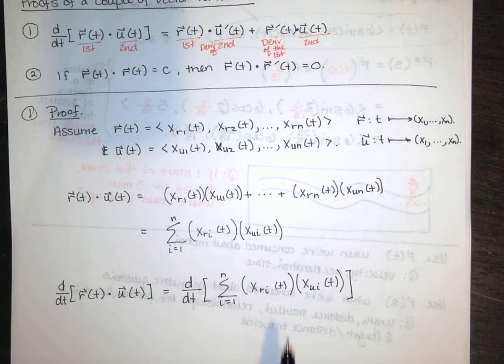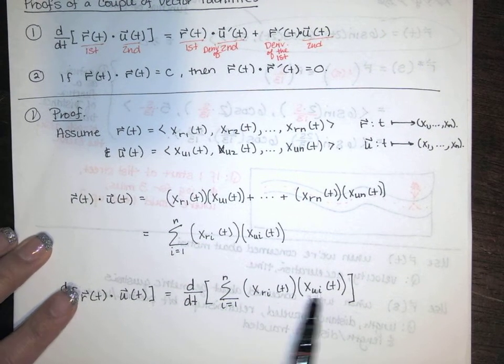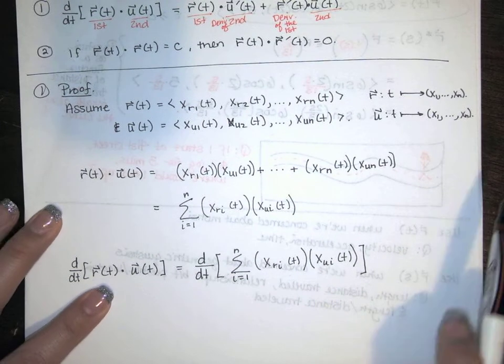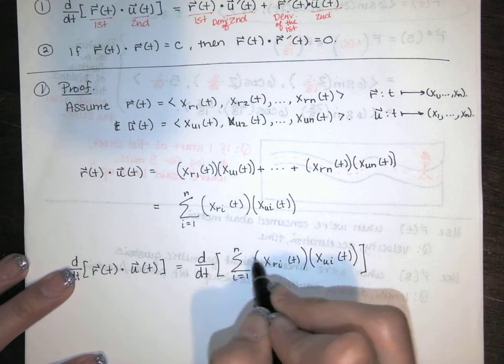I'm going to stop writing of t here just to make it a little cleaner. But remember, this x sub r sub i and x sub u sub i, those are functions of t. So I've got the derivative with respect to t of this sum of terms. And we know the derivative of a sum is the sum of the derivatives, so we can bring that inside.